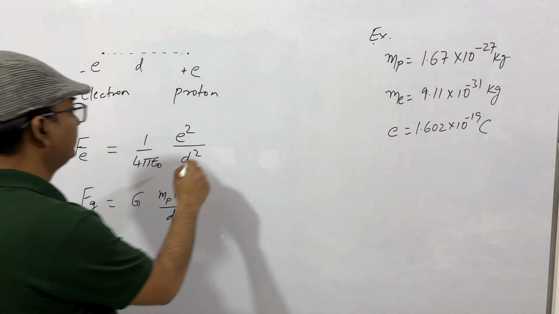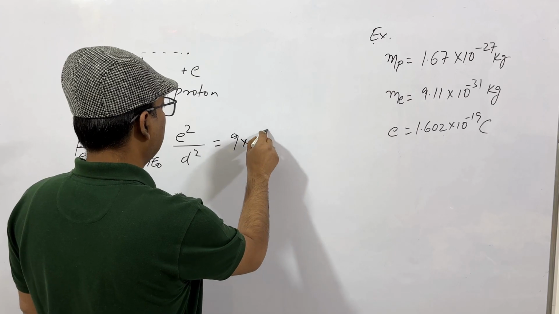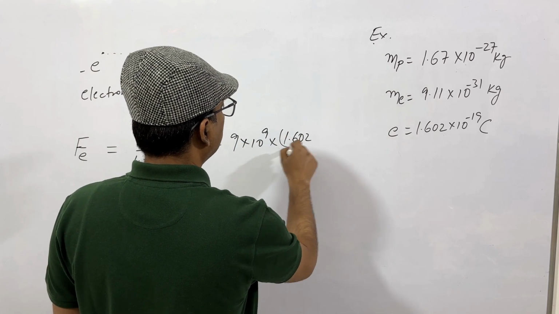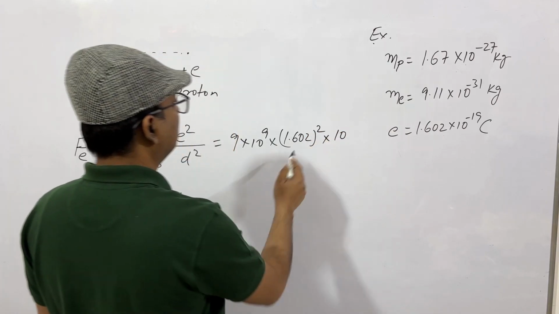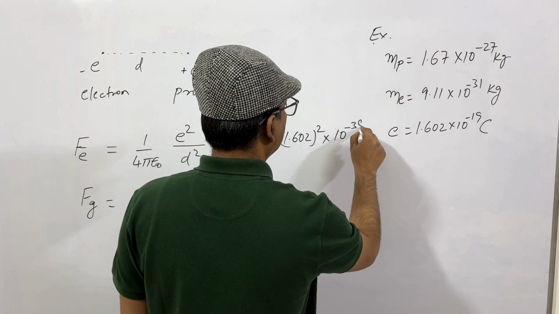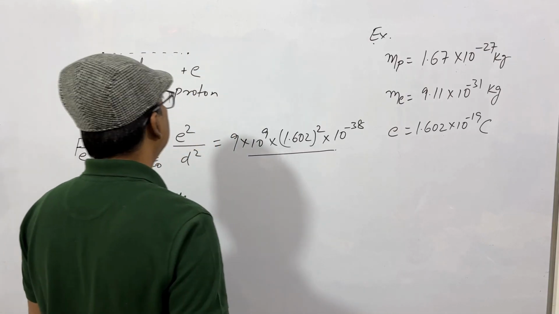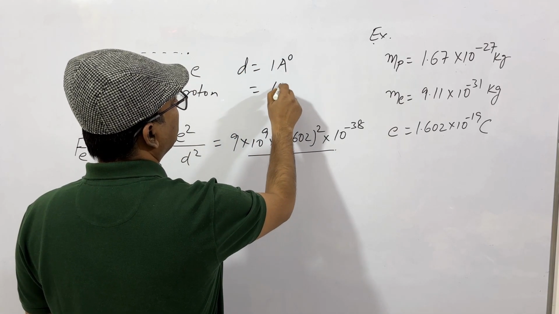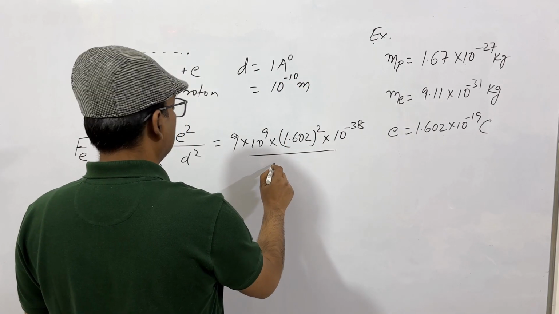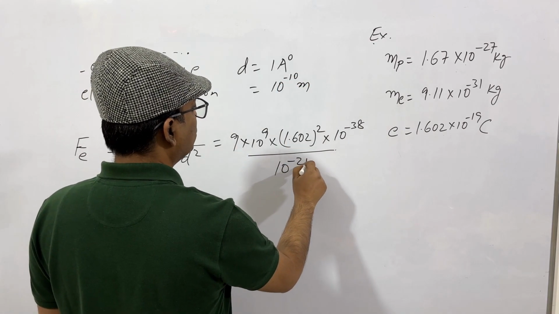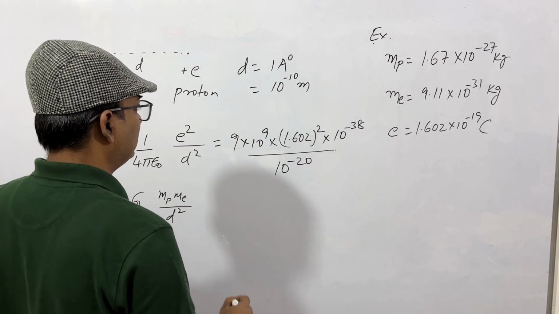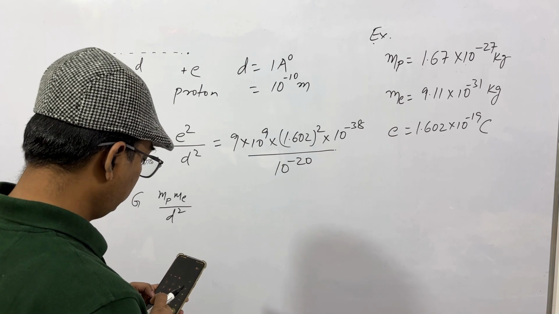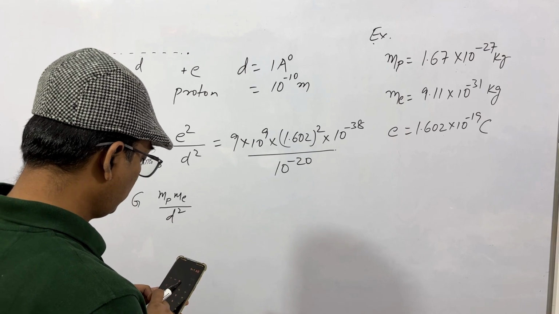So this will be 9 into 10 to the power 9, this is k, e square. So this will be 1.602 square into 10 to the power minus 38, since it is e square. Distance, let's say our distance is 1 angstrom. What is an angstrom? It is 10 to the power minus 10 meters. So d square will be 10 to the power minus 20. What is the value? Let's see. 9 into 1.602 square.